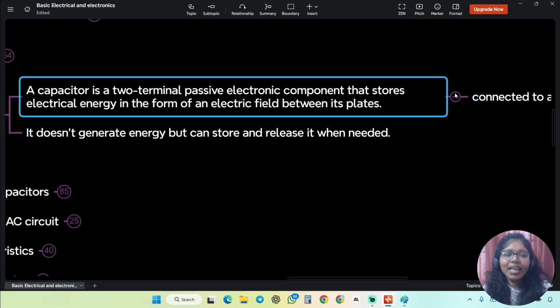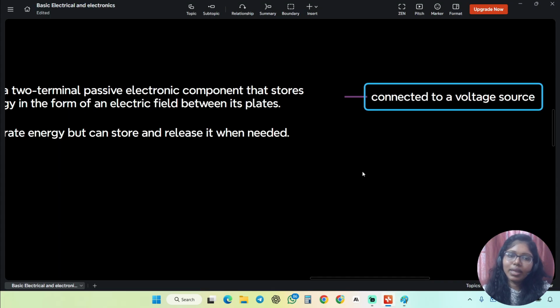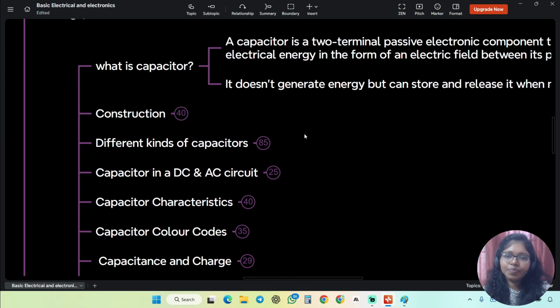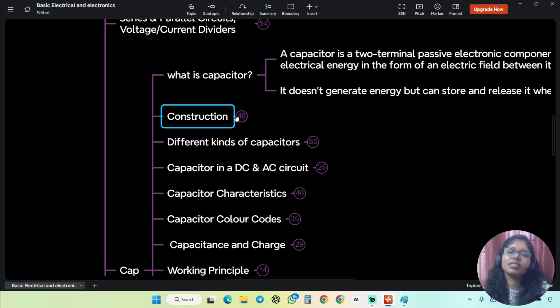If you see, when I connect a power supply to the capacitor, you just consider this is your capacitor, and I give some supply voltage, positive and negative. What will happen? When I give some power supply, the capacitor starts storing charges, taking electrons and storing charges. How it stores the charges, we will study in detail here. This is how the capacitor looks, and then we will discuss the construction, how it is actually constructed.